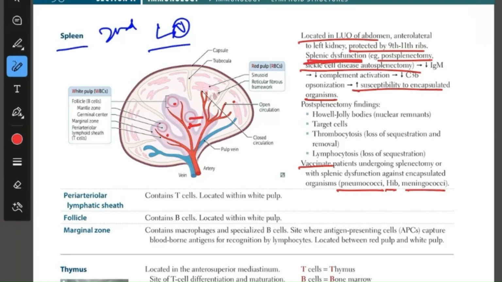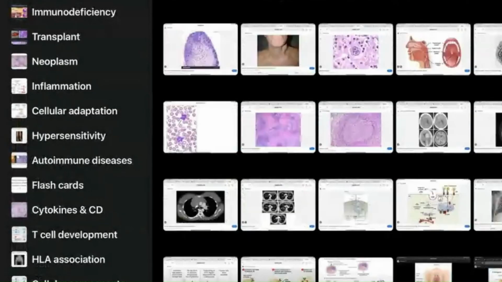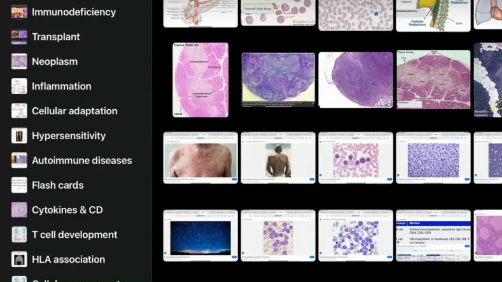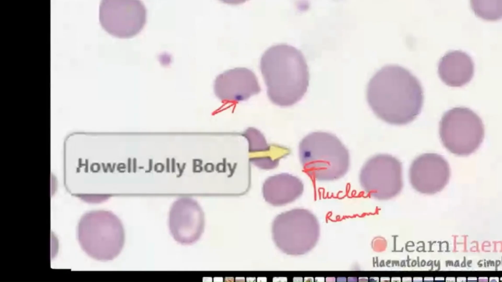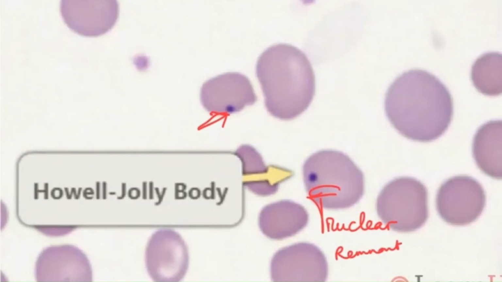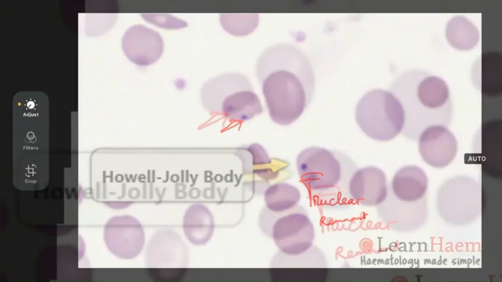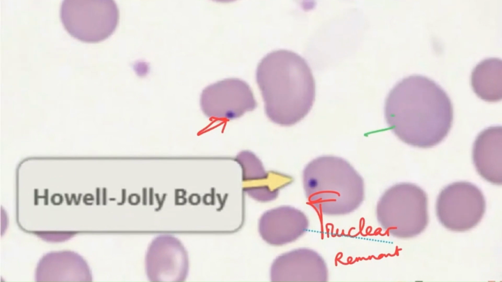What are the findings in post-splenectomy? Howell-Jolly bodies. So what are Howell-Jolly bodies? They are red cells that contain remnants of nuclear DNA. This is what Howell-Jolly bodies look like. You can see that dark purple spot there. It's a nuclear remnant. They're not supposed to be there in normal red cells. This one is normal, but this is not supposed to be there. The spleen will typically remove that, but once you don't have the spleen, they will remain there.